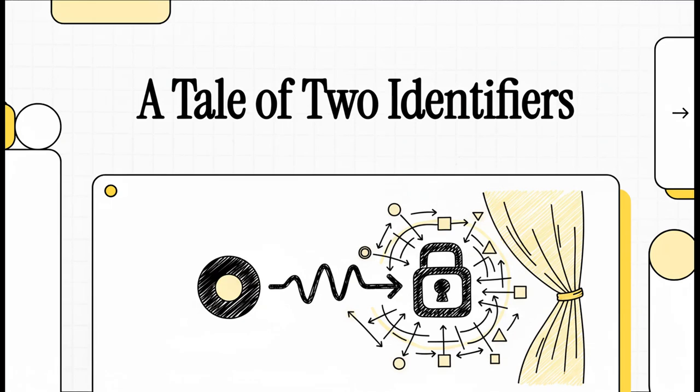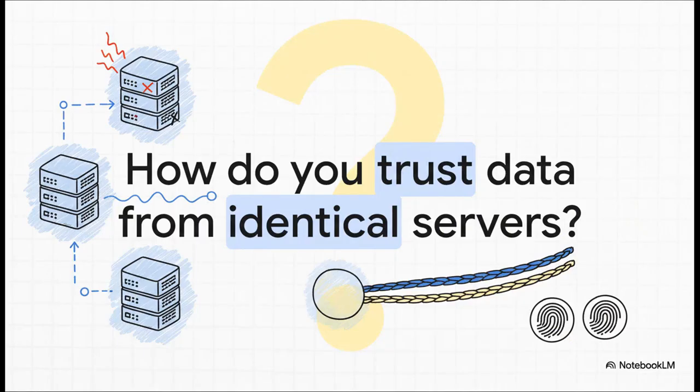Welcome to The Explainer. Today, we're going to pull back the curtain on a tale of two identifiers. These are the hidden digital fingerprints that work tirelessly, behind the scenes, to keep our massive computer networks from just collapsing into total chaos. Okay, so let's just dive right in.